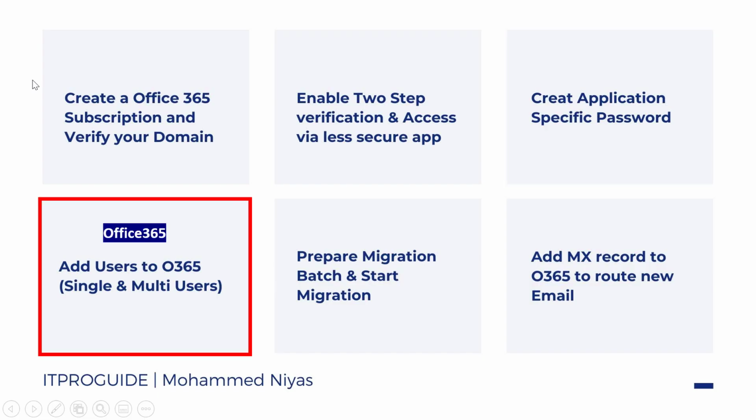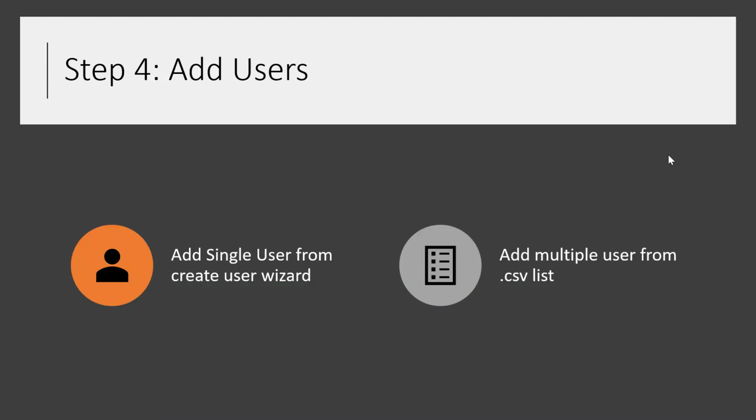In the next session, we're going to see how to add users to Office 365. You have two options. Either you can add users one by one using the Create User Wizard, or you can add multiple users. In that case, you have to prepare the list of users with username and other details. Then you can import it into Office 365. Then it creates them automatically, so that will help you save a lot of time. You will see both ways, and you can choose the method which fits you.